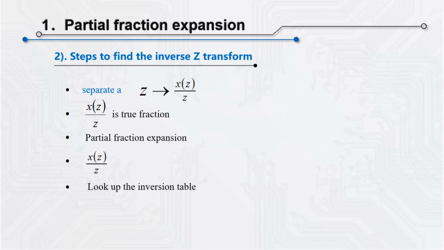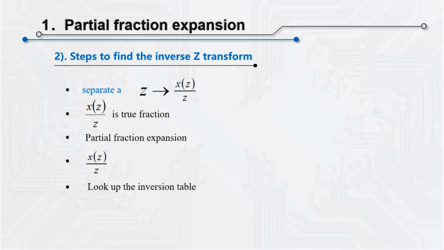Based on this analysis, we can get the basic steps to find the inverse z transform as follows. The first step, we first take out a z from the expression of X of z, making it into the form X of z over z. It is a form of proper fraction. Then we get the target X of z over z. This is a proper fraction and is partially expanded.